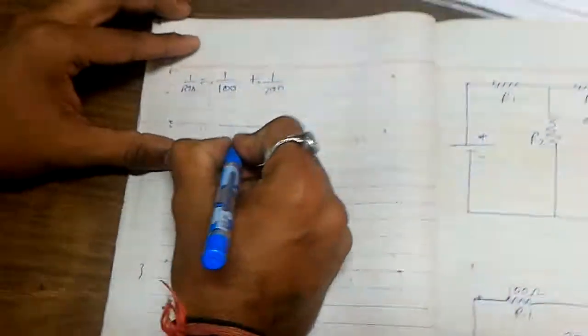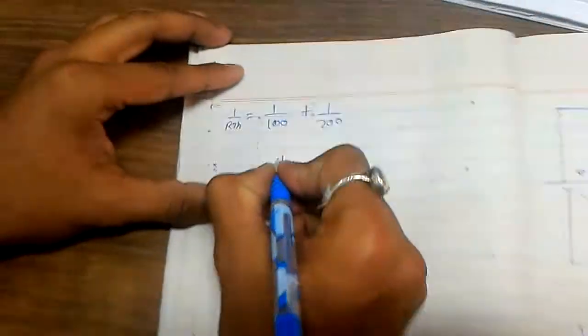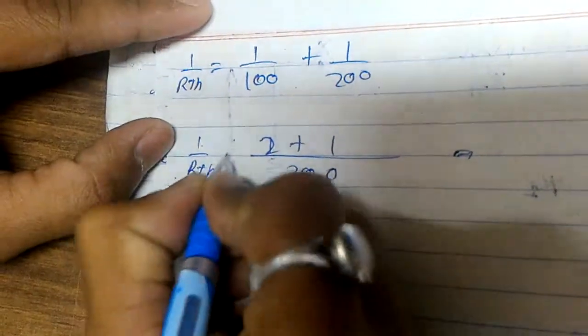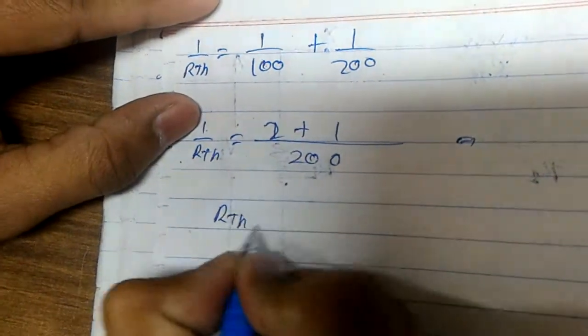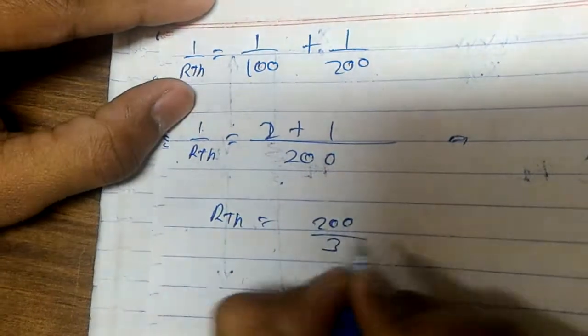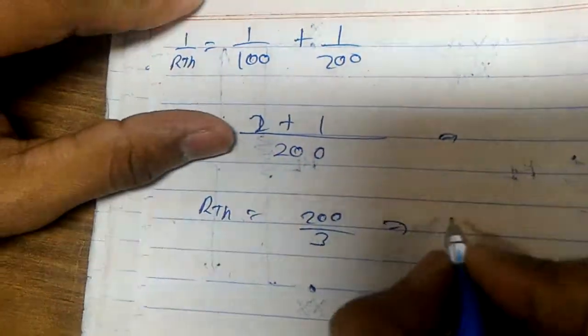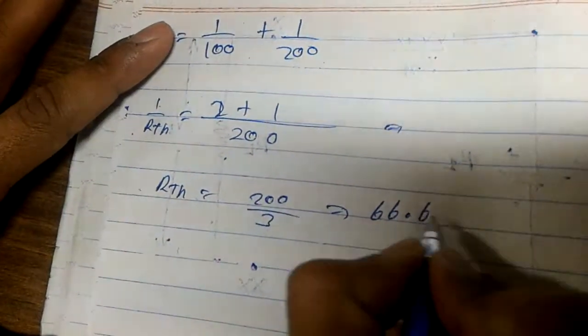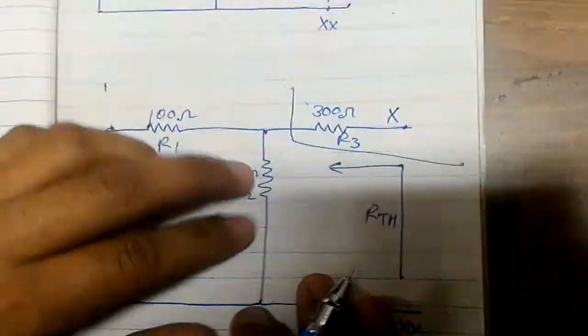So 1 upon 100 plus 1 upon 200 is equal to 1 upon RTH. The LCM is 200, so 2 plus 1 gives 1 upon RTH. RTH is equal to 200 by 3, that is a total of 66.67 ohm, and we can consider this also if we require.